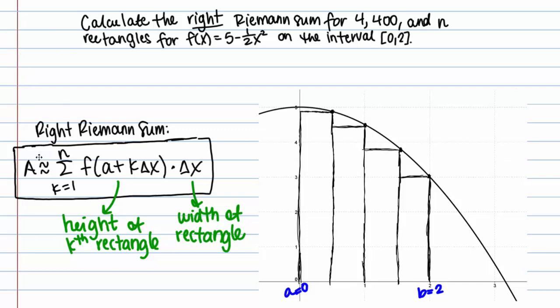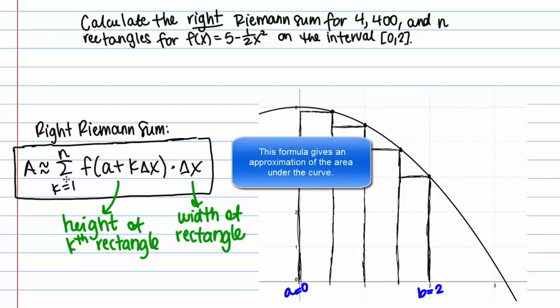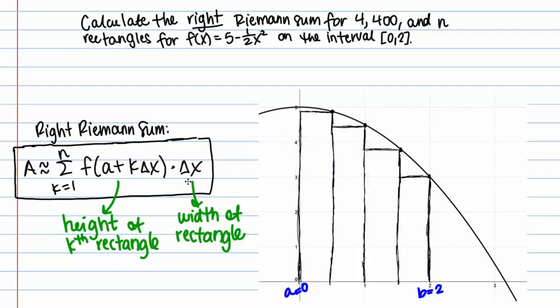So here I've written the formula for the right Riemann sum. I have the area equals the sum from k equals 1 to n of f of a plus k delta x. That gives me the height of each rectangle, and then times delta x, and delta x is the width of each rectangle. So I'm finding the area of each rectangle by taking its height times its width and then summing these up. And this formula gives me a concise way to do that.